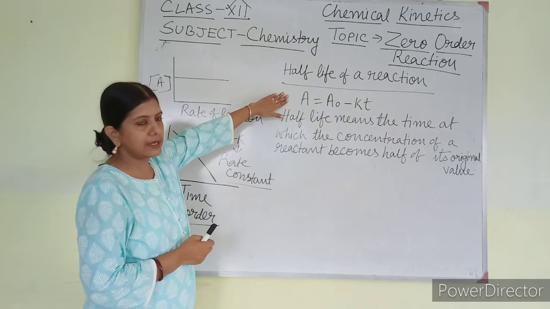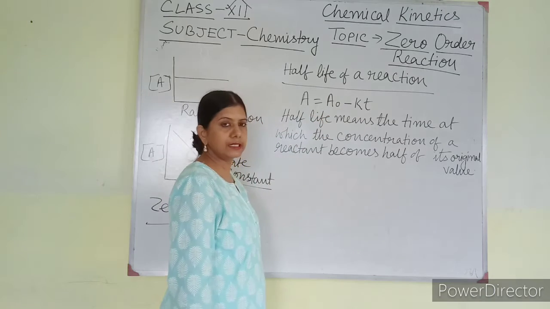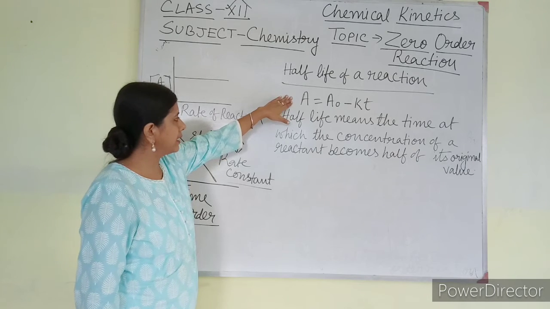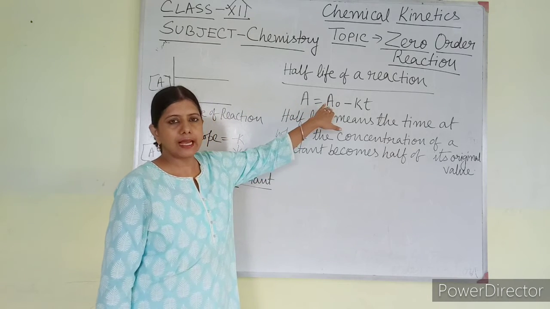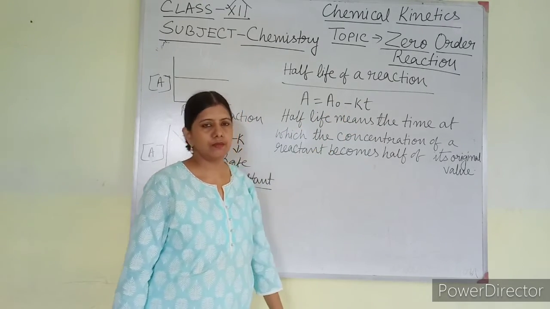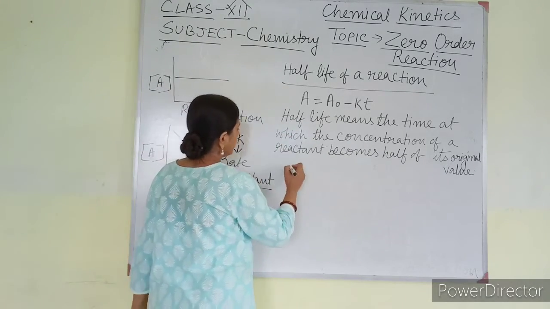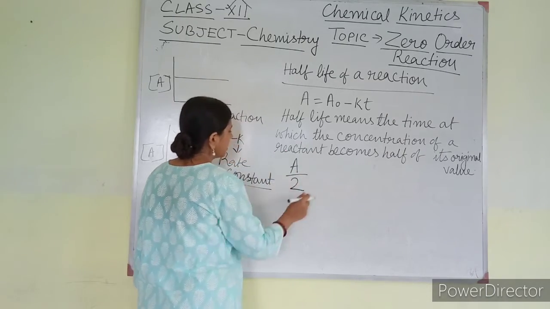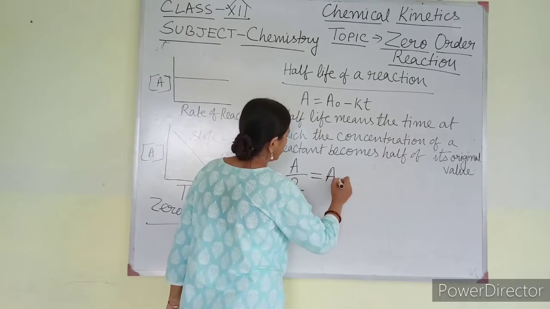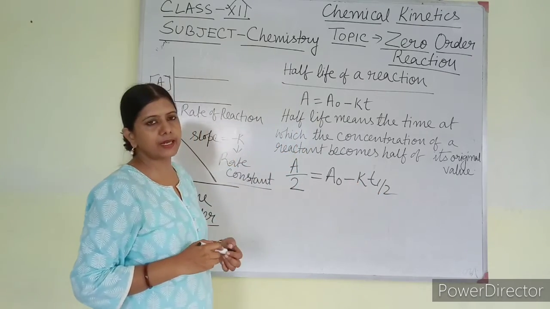The equation I have already written here, the equation that you got earlier, is A equals A naught minus K T, where A is the concentration of the reactant at time T, A naught is the concentration of the reactant at time equal to 0, K is the rate constant and T is the time. Now I will put the value of half-life here. Half-life means the concentration becomes A by 2. So A by 2 equals A naught minus K T half, where T half means half-life time period.